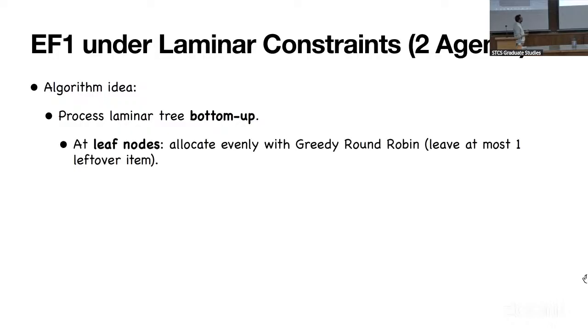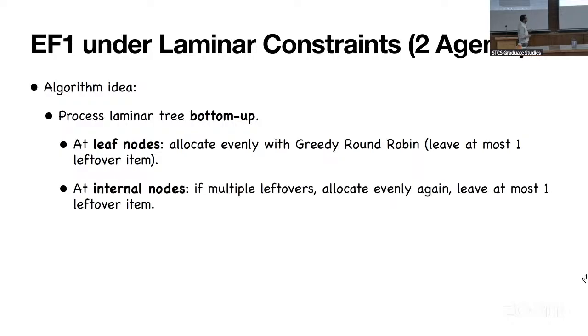Here, we will process the items from the bottom to the top. And we will allocate the items until they are evenly distributed between the agents. Because of this, if the number of items in the category is odd, then we may have to leave one item unallocated. In this way, we have distributed all the items evenly in the node.